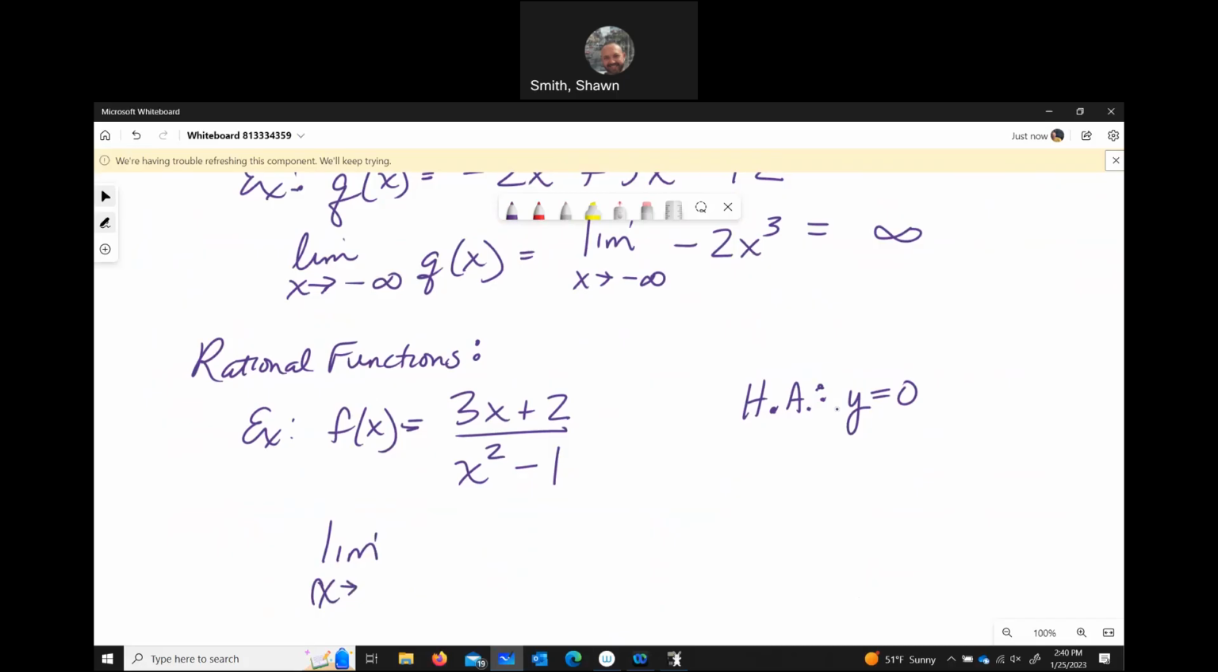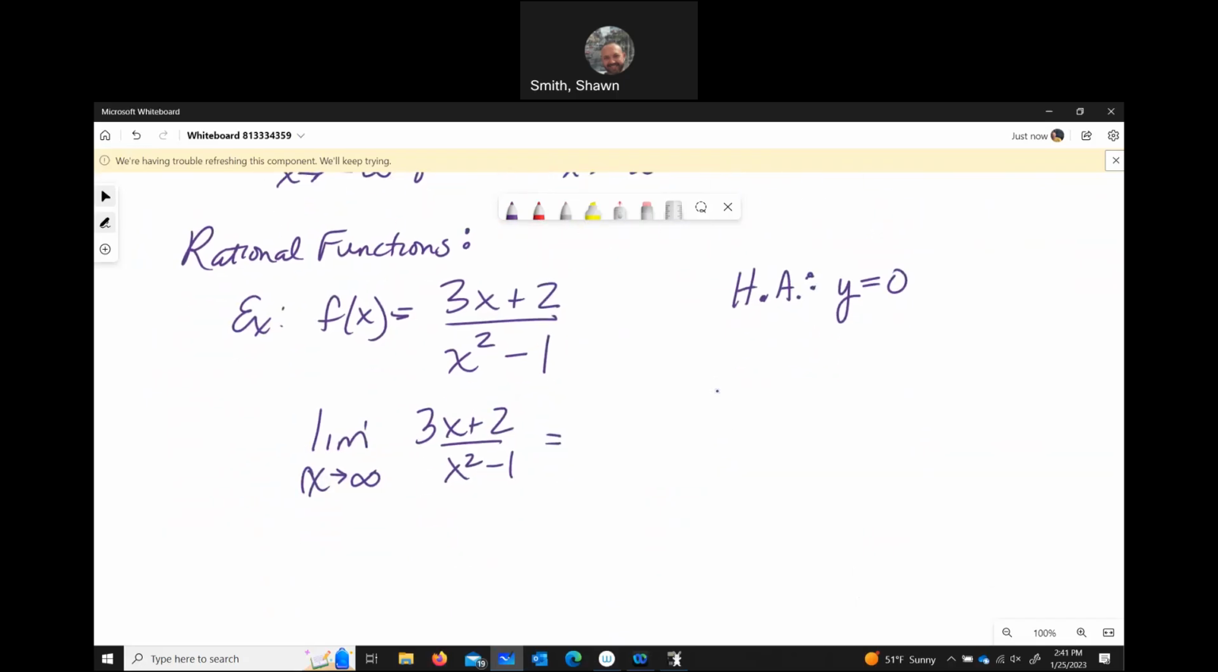As I'm going to either plus or minus infinity, we'll just choose plus for this one. Let me show you the algebraic way of doing this: take each term in the numerator and denominator and divide it by the largest power you see in there. So I have x squared. So I have 3x divided by x squared plus 2 over x squared, over x squared over x squared minus 1. We'll take the limit of that.